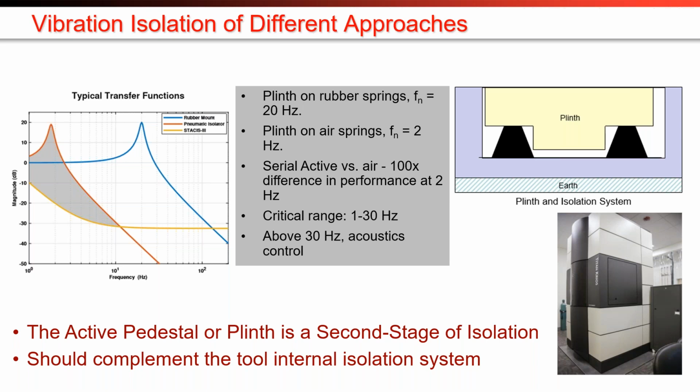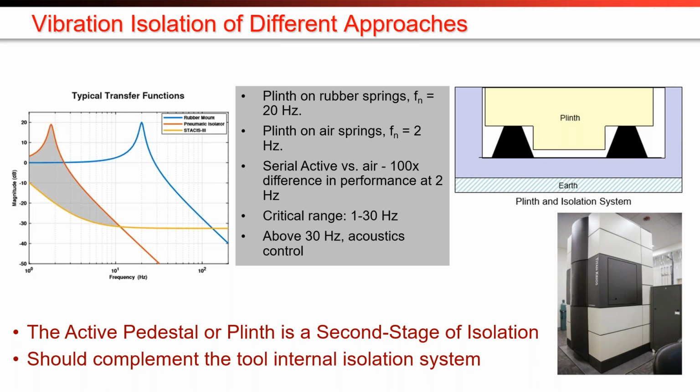The red curve is a plinth on a self-leveling air spring isolator, shown in one of the previous slides, a much softer isolator. So there we're showing a resonant frequency of just under 2 hertz. You can see again, amplifying by an order of magnitude at 2 hertz, but by 3 hertz you're actually getting some pretty good isolation, and very good isolation at high frequencies for a plinth on self-leveling air springs.